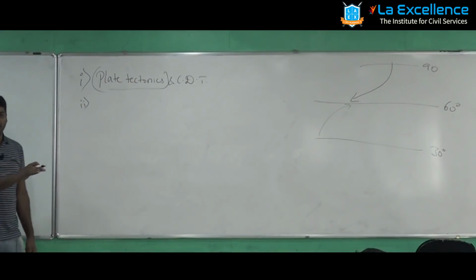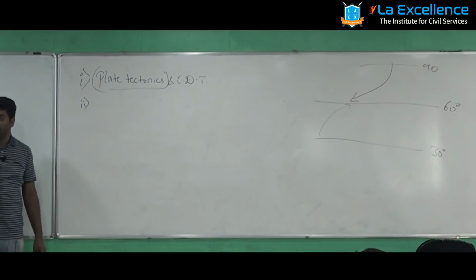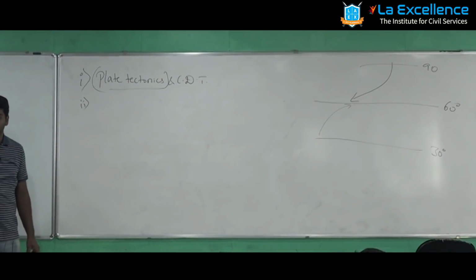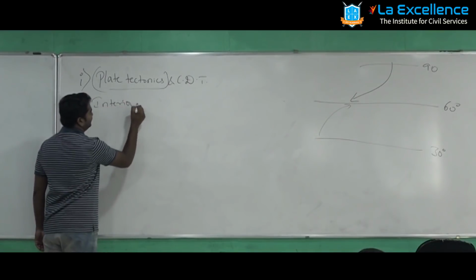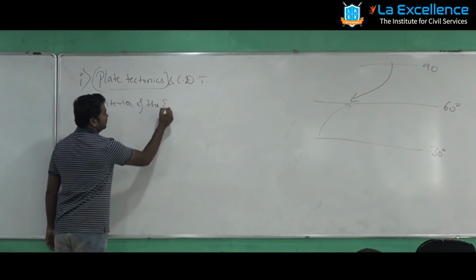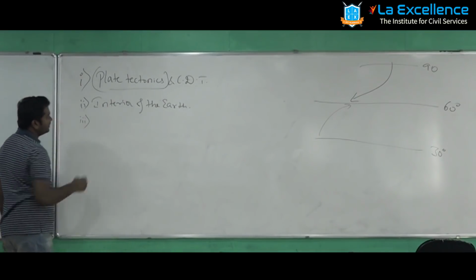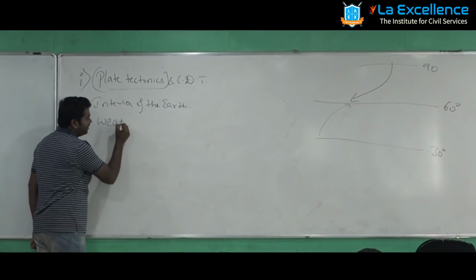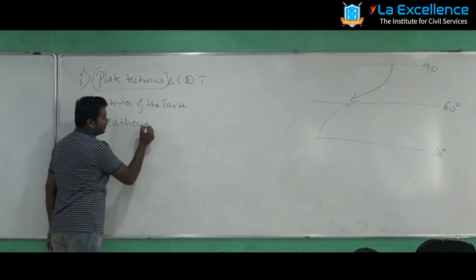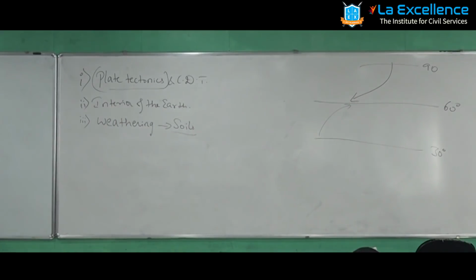Second, distribution of earthquakes, volcanoes and all. Whatever I discuss now, I will leave it, but I will try to tell the other areas which you have to focus on. Right? The second is the interior of the earth. Third, they will try to connect weathering with soils. Okay.